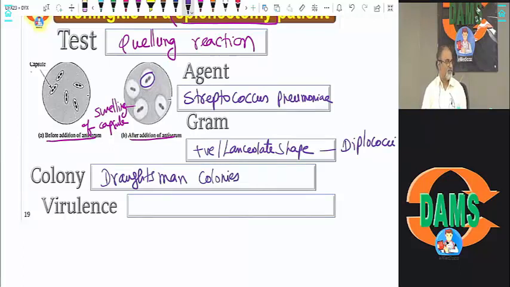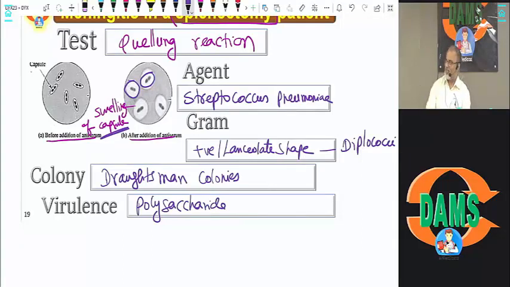Important virulence factor? What is it? The important virulence factors are polysaccharide capsule and pneumolysin. The whole bacteria, if we know these 5 to 6 points, that's the revision. Polysaccharide capsule and pneumolysin are the virulence factors.